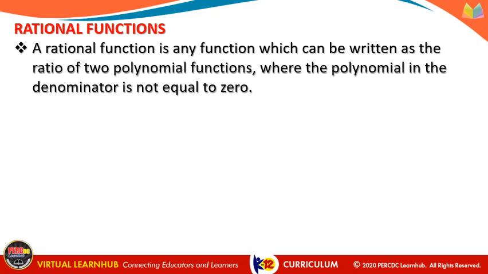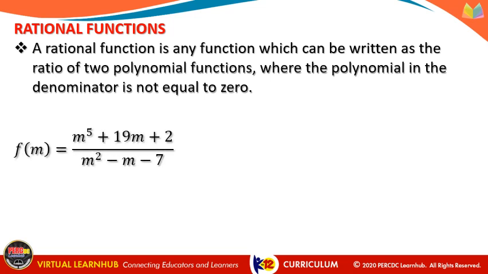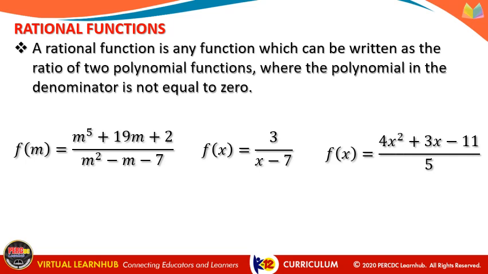So again, if you have a function na yung numerator at denominator niya ay parehas na polynomial, then what we have is a rational function. Let's have some examples. So let's say we have this one. F of m is equal to m raised to 5 plus 19m plus 2 divided by m squared minus m minus 7. We have a second example. F of x is equal to 3 over x minus 7. Another one. We have f of x equals 4x squared plus 3x minus 11 divided by 5.